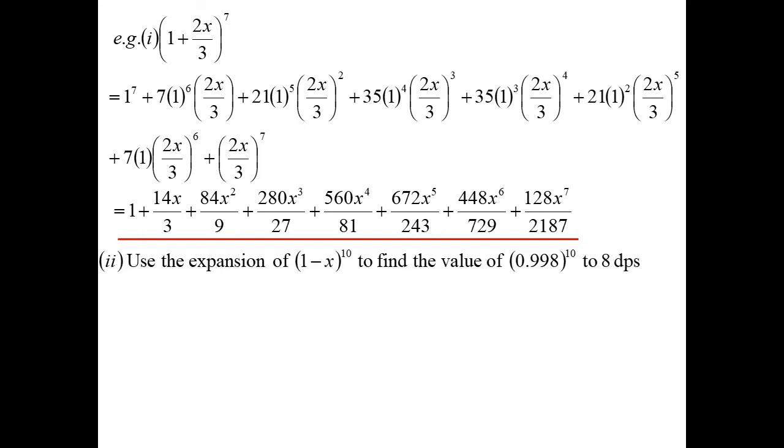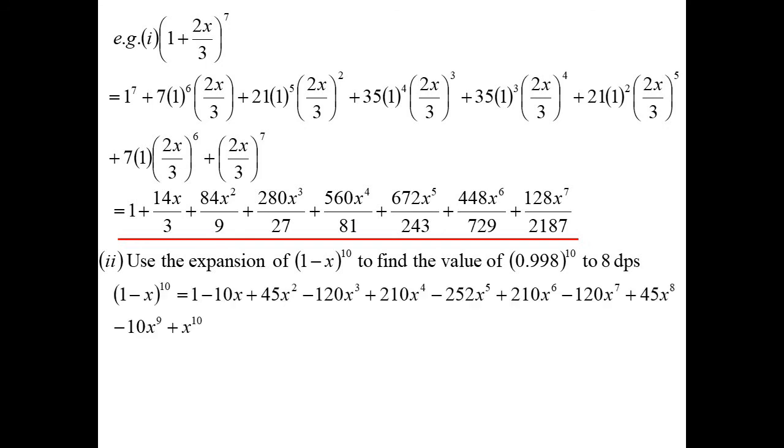We could also use our binomials to find calculations. Let's imagine we'd lost our calculator and we wanted to find 0.998^10 to 8 decimal places. Well, it's told me to use the expansion of (1 - x)^10. So let's write that down. There's my favourite line. So 1, 10, 45, 120, 210, 252, 210, 120, 45, 10. Now, the 1 will go up in the powers. Negative x will go down. So we see the alternating pattern of plus minus there.